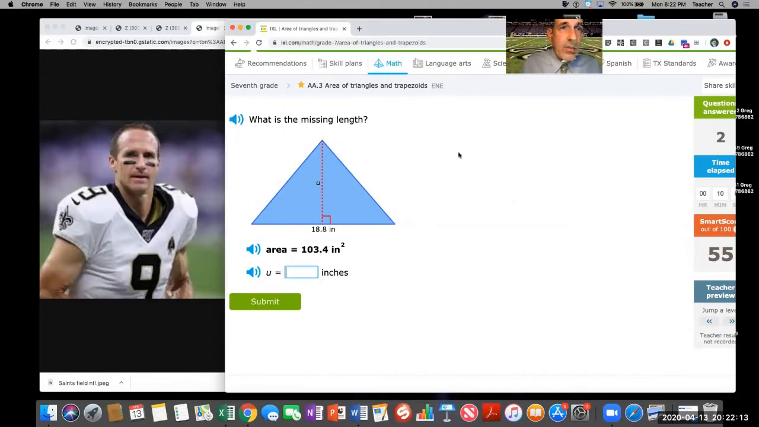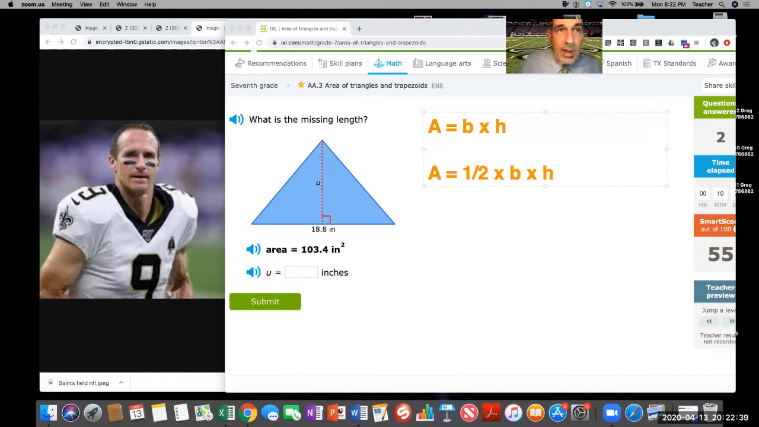So I know the formula, text box, okay? Area equals normally base times height, okay? But that's for rectangles and squares. This is a triangle, so it's going to be, a triangle is half of a rectangle or square, so it's going to be 1/2 times base times height, okay?